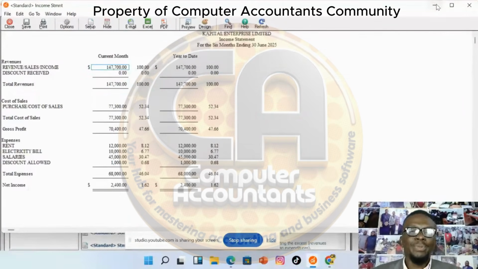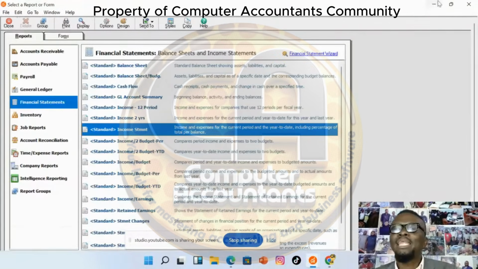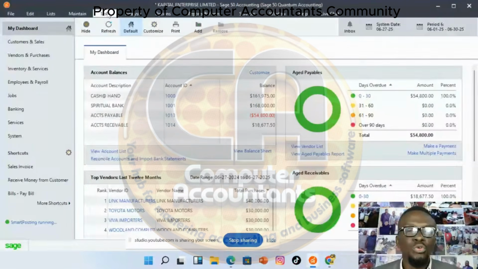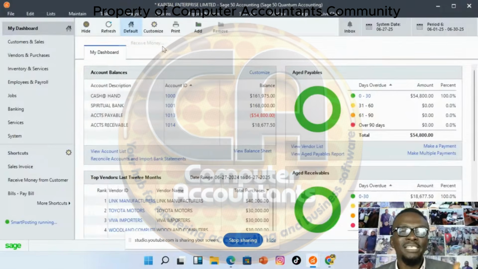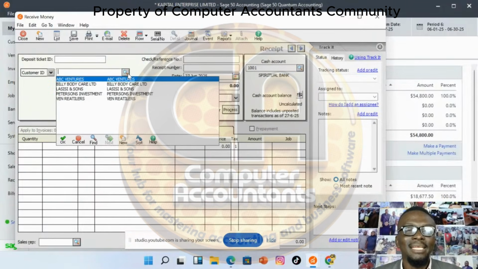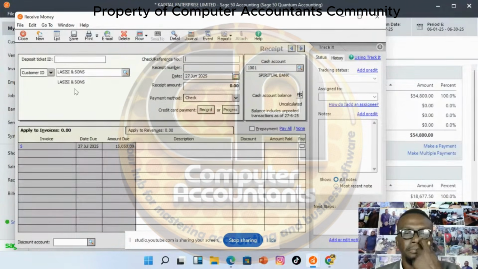Now let's assume he wants to pay. Watch this again. Let's assume that after like 2 days, 1 week, 2 weeks, he wants to pay us. You go back to tax and select receive money. We are receiving money from him. That is Lasisi now. Okay, look at that money. Now I can offer him another discount here.